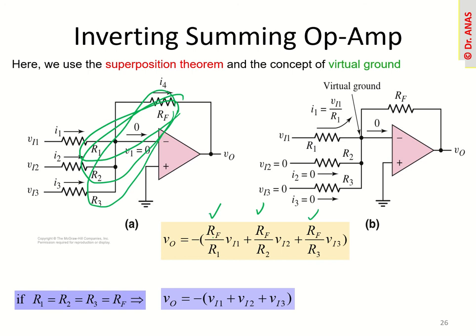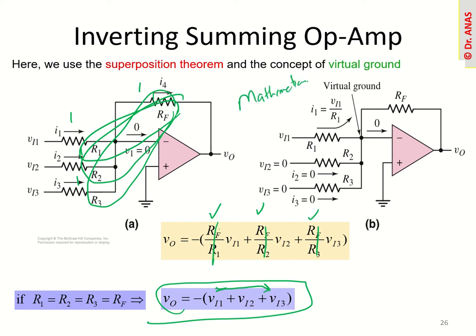And for example, if we assume that our resistance values are the same, for example 1k each, then these will be cancelled out, so we get a more simplified formula which just shows that all these three signals are being added. So if you want to perform adding operations, basically this is a mathematical operation.